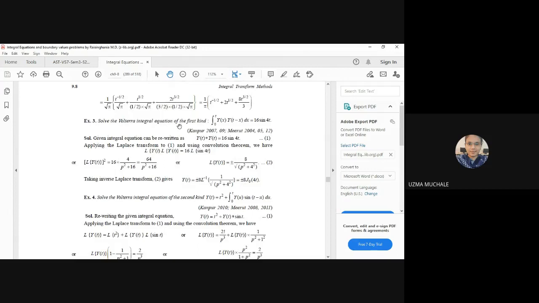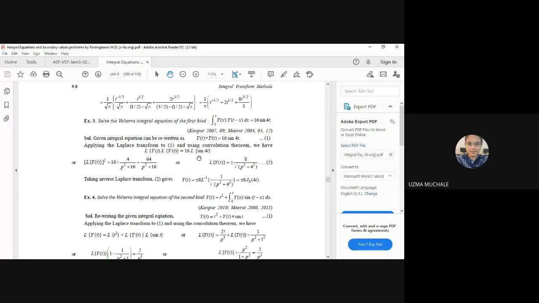Now solve the Volterra integral equation of the first kind. Here, the integration from 0 to t of y of x times y of t minus x dx is equal to 16 sine of 4t. Again, we can apply the convolution type of kernel. After applying it, we can write the equation in terms of y of t star y of t equals 16 sine of 4t. After applying the Laplace transform, we can write this equation in this form. And then L of phi of t, we can write it in the form of a square.